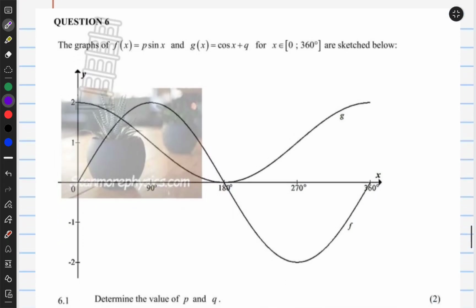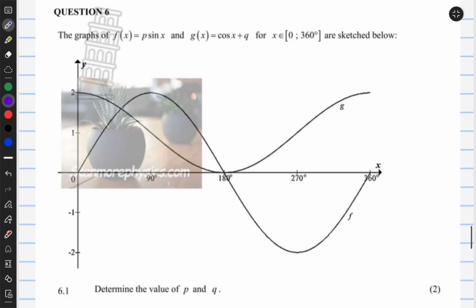For question 6, we are doing trigonometric functions, and it reads as follows: the graphs of f of x is equal to p sine x and g of x is equal to cos x plus q, for x an element of 0 to 360 degrees, as sketched below. So we're given the graph of sine, which hasn't been reflected because it starts from 0 and goes in the positive direction. And then we have the cosine graph, this one. It also has not been reflected, but it has been shifted, hence that value of q there.